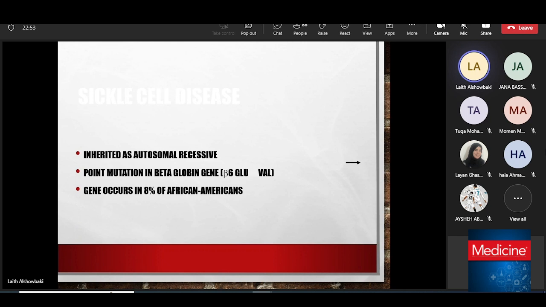So sickle cell disease is inherited as an autosomal recessive pattern.